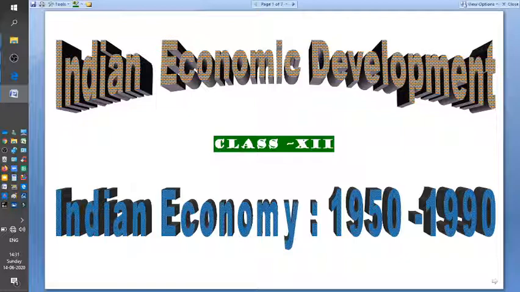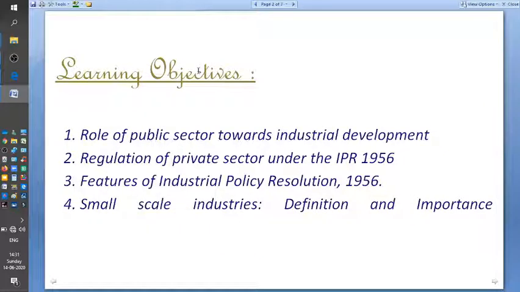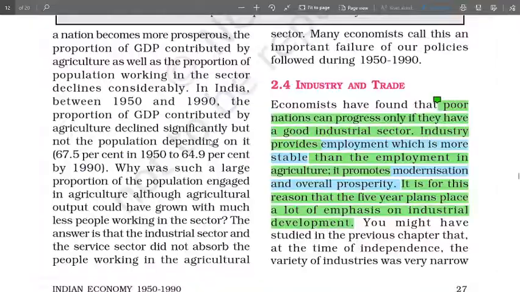Today, we'll talk about Indian industries. And here you'll learn about the role of the public sector, government-owned industries, towards industrial development of the country. Then we'll look at the need to regulate the private sector under the Industrial Policy Resolution 1956. At the same time, we'll look at the features of this policy. And lastly, we'll look at the definition and importance of small scale industries. Let's base our discussion on the textbook.